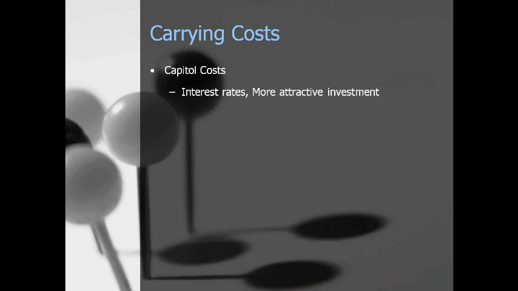Capital cost. This is the cost of money. If you have to borrow money, if you have a line of credit that you use to buy inventory, it is the interest rate that you pay on that loan. If you have cash in the bank, capital costs are the cost of using the money to buy inventory versus possibly investing that money in a more lucrative, quicker investment that would get you more money for the dollar.